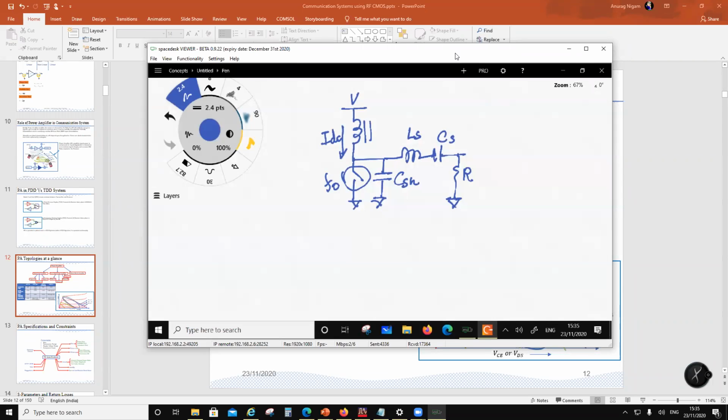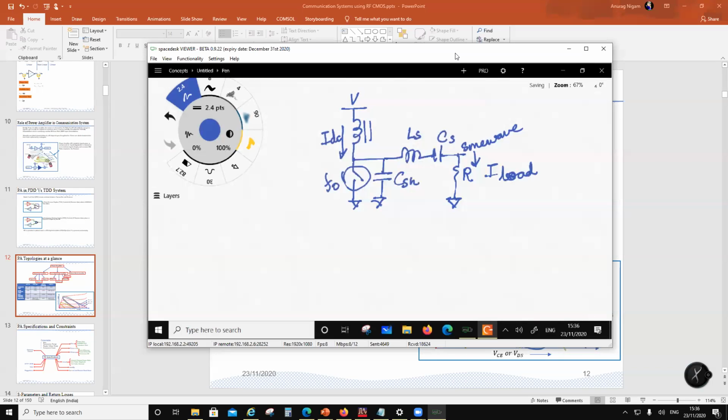Now what's going to happen is, let's assume that this is a sine wave here. Now, this is sine wave current as well as sine wave voltage. So let's look at the sine wave current. What flows in here is going to be the difference of the two. So if this is I load, it is a sine wave.